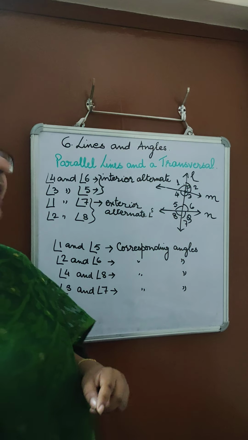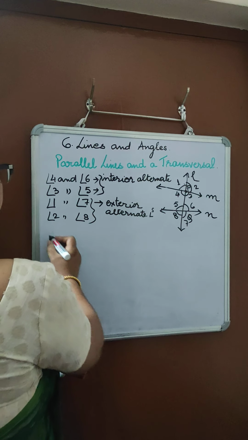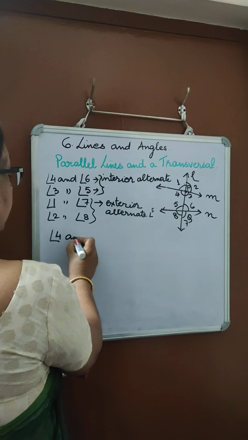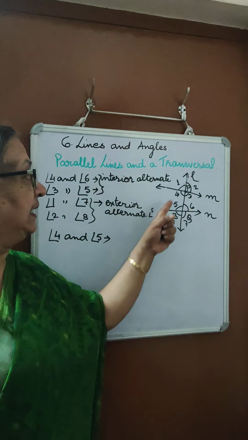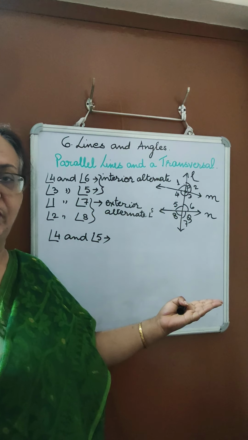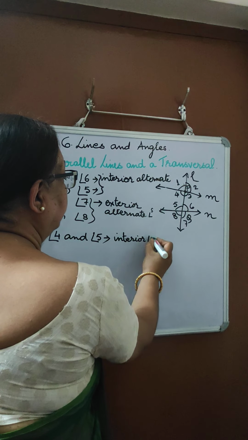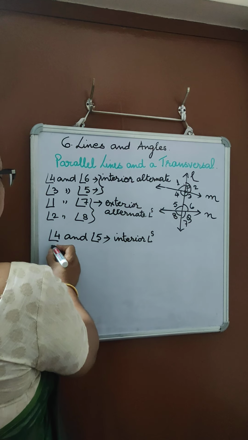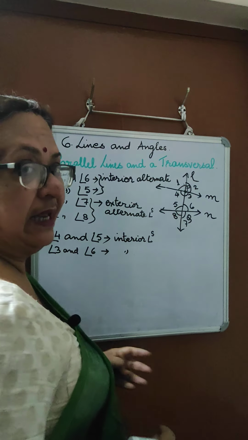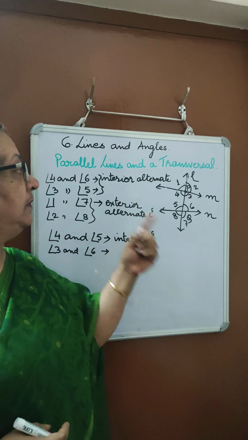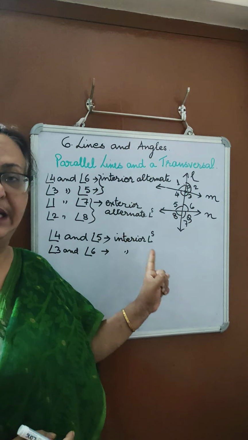Okay. With it we have again some other type of angles. What are they? Now if I take angle 4 and angle 5, they are interior angles on the same side of the transversal. They are called interior angles. Similarly, angle 3 and angle 6, they are also interior angles. Okay, so we have two lines cut by a transversal. We have corresponding angles, alternate angles and interior angles.